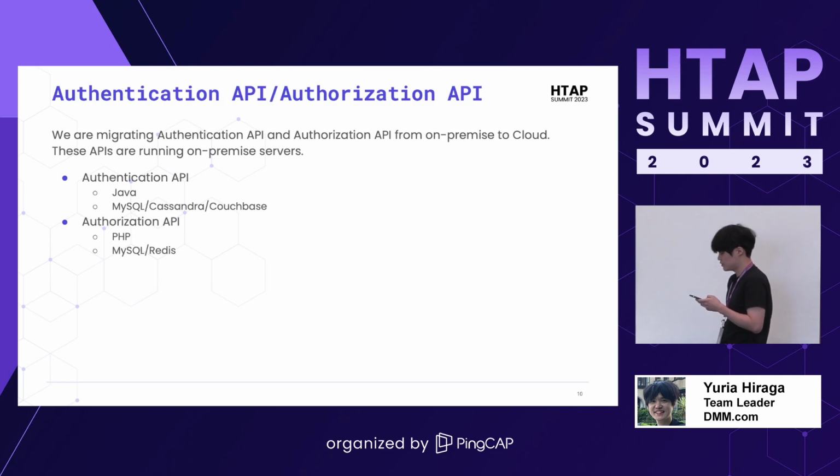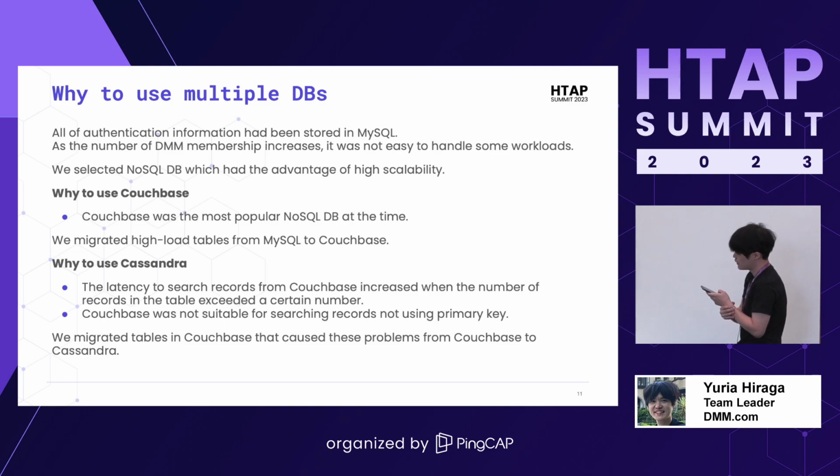The authentication API is written in Java and uses MySQL, Cassandra, and Couchbase. The authorization API is written in PHP and uses MySQL and Redis. I will introduce why we use multiple databases.